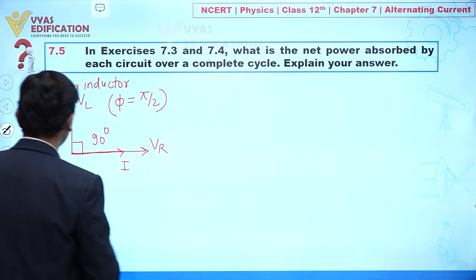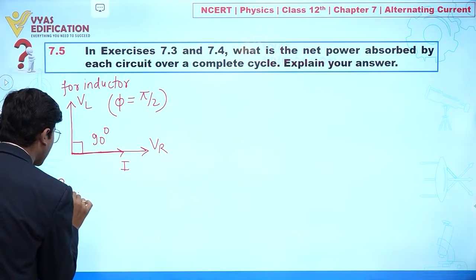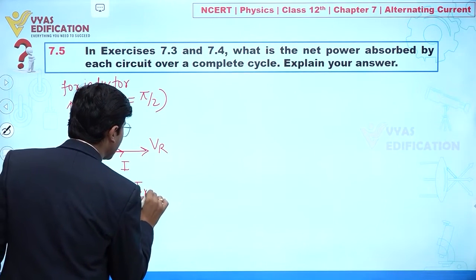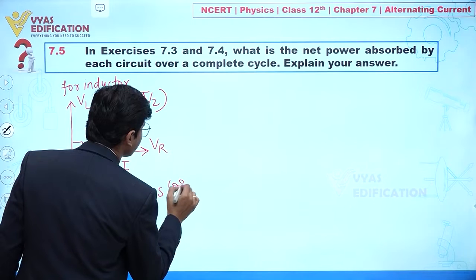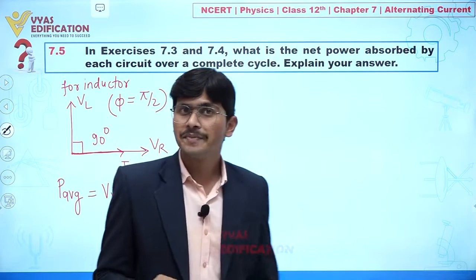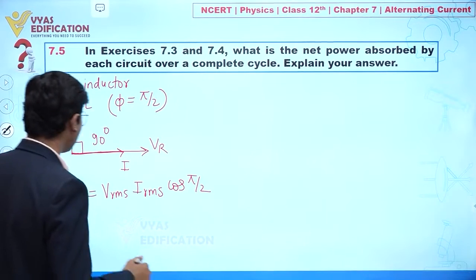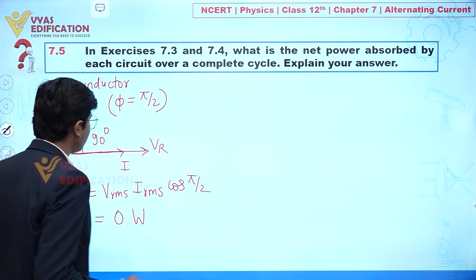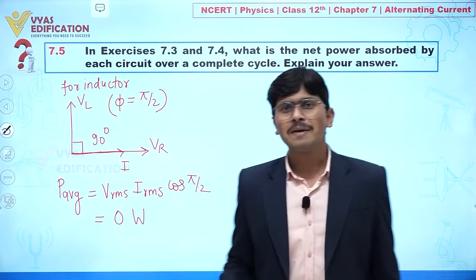So we can write the average power. Average power is given by Vrms, IRMS, and the value of cos phi. Phi is pi by 2. So cos pi by 2 means cos 90. Cos 90 equal to what? 0. So this is 0. But what about the capacitive circuit?